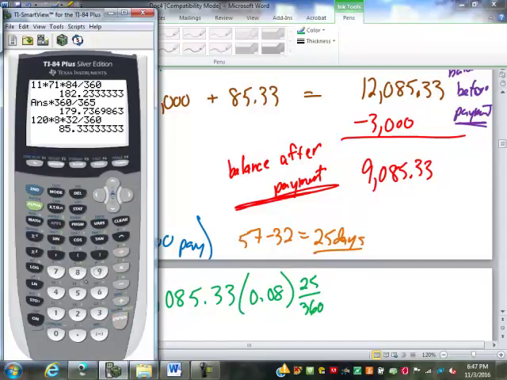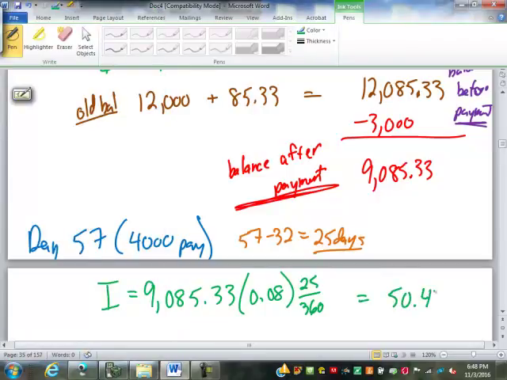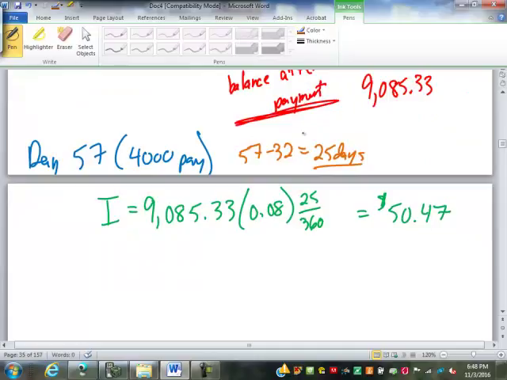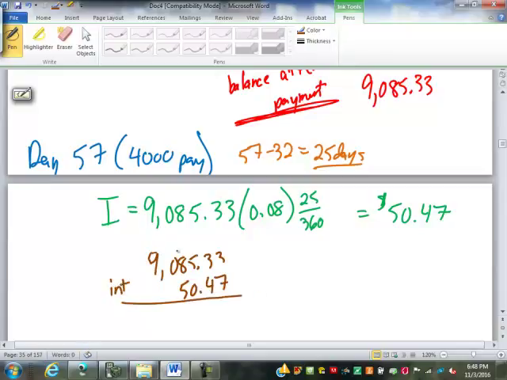So let's punch this in. 9085.33 times 0.08 times 25 divided by 360. $50.47 in interest. So once again, we're going to take that old balance of $9,085.33. We're going to add our $50.47 in interest to get $9,135.80. That is our balance before our payment.